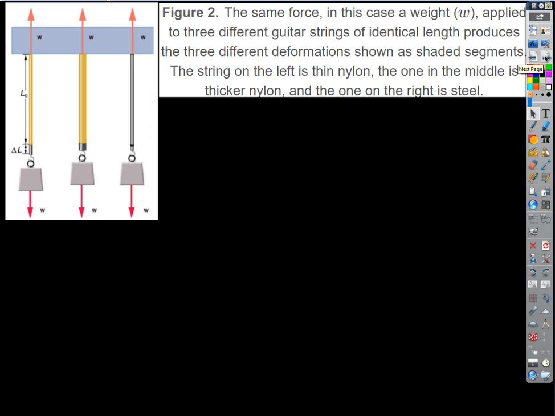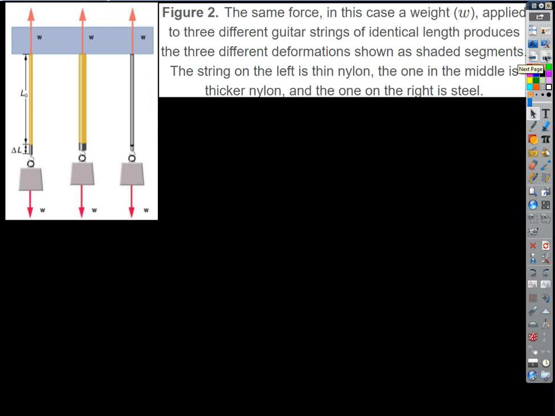Okay, moving on. So here's an example of how different materials are affected differently. If we take like 3 guitar strings, identical lengths to start with, and we load them up with the same weight, it's not surprising that some guitar strings are going to stretch more than others. What kind of a guitar string do you think is going to be easier to stretch? The thicker E string or the thinner A string at the bottom? It's going to stretch less. It's going to be harder to stretch the thicker string than it is the thin string. Okay, we'll see why in a second.